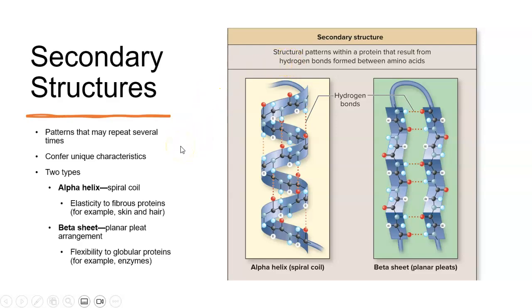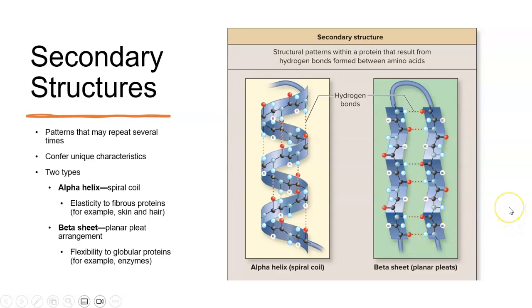So this is going to cause the long chain of amino acids to change into one of two shapes. A spiral coil that we call an alpha helix. We find a lot of these in structures that need a little bit of elasticity to them, such as hair and skin, or folded up into what we call a beta pleated sheet.